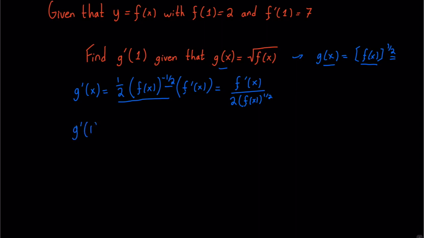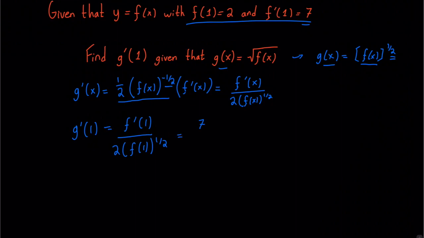So now we're at the final step. We can plug in 1 to find g prime of 1. So f prime of 1 over 2 times f of 1 to the 1/2. So now we're going to look up here to find our values. So f prime of 1 is 7, over 2 times f of 1, which we know is 2, to the 1/2. And now we're just going to simplify one last time to get our final answer of 7 over 2 root 2.